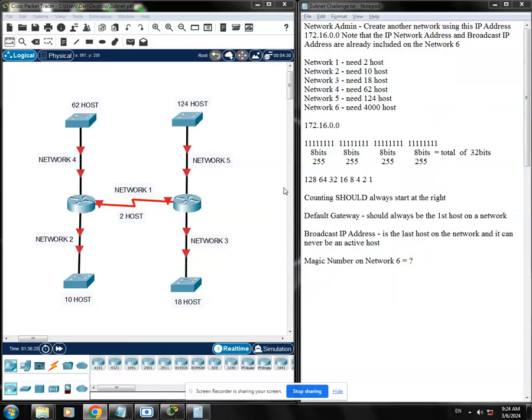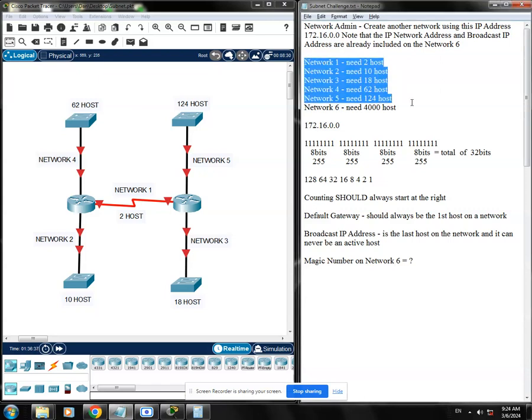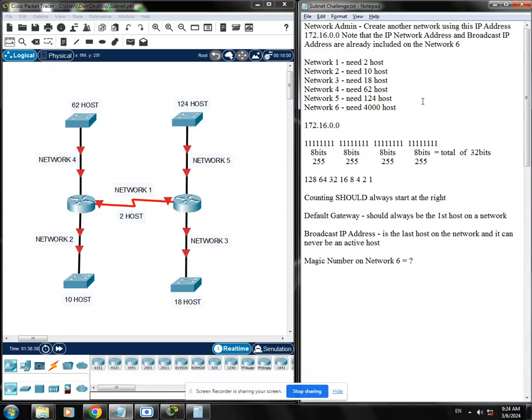In my previous video we were able to identify all of the IP subnets and subnet masks from network 1 to network 5. Today, our network admin wants us to create another network using the IP address 172.16.0.0. So he gave us another task, and of course, he's our boss, so we need to follow him.